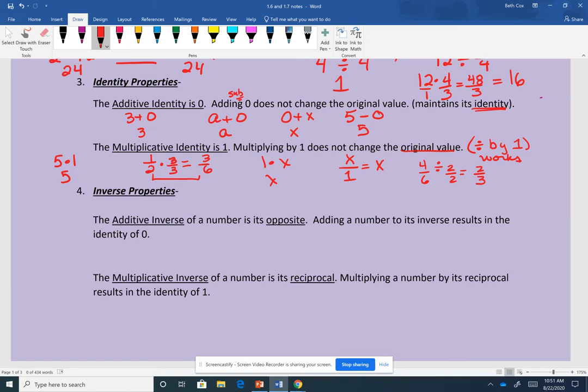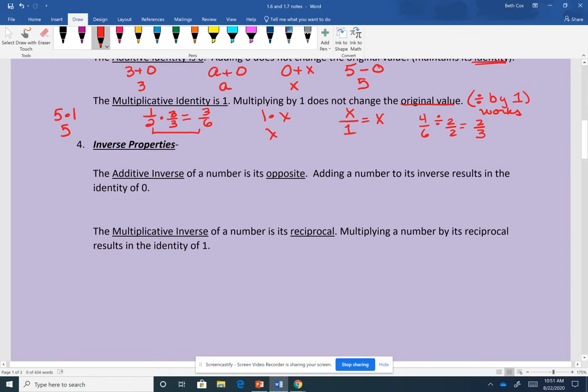All right. The additive inverse is its opposite. So adding a number to its inverse results in the identity of 0. So basically adding a number to its opposite. So -3 and 3 are opposites. And if I add them, I get 0. 1 and -1 are opposites. And if I add them, I get 0. So 8 and -8 gives me 0. Or negative number, -x plus x is going to give me 0.